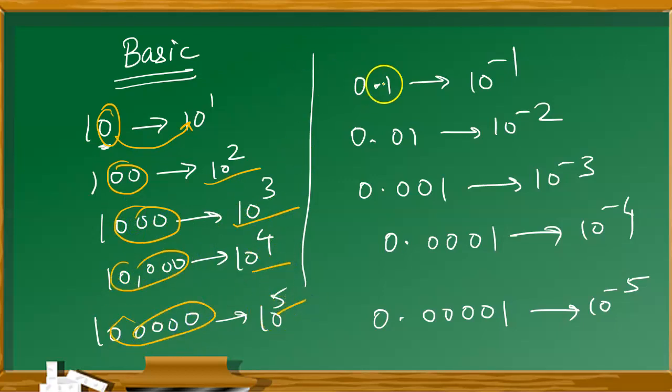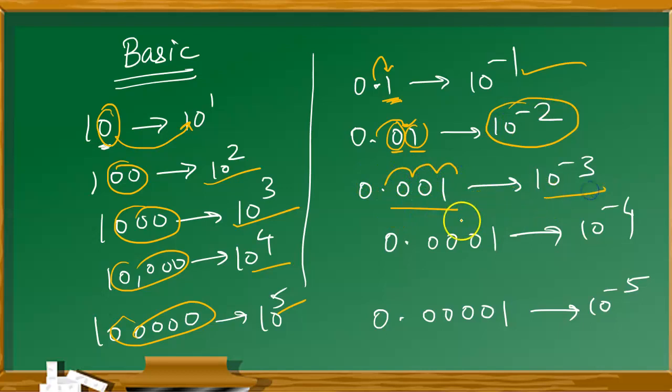Similarly, when after the decimal you have a single digit, that is referred to as 10 to the power minus 1. After the decimal you have two digits. If you see 0.01, so 0 and 1, these are two digits. Two digits means 10 to the power minus 2. After the decimal you have three digits, so that is 10 to the power minus 3. After the decimal you have 4 digits, so 10 to the power minus 4. After the decimal there are 5 digits, so it is referred to as 10 to the power minus 5.